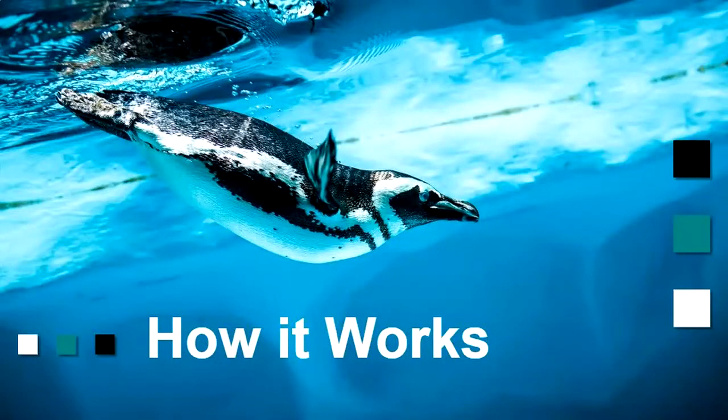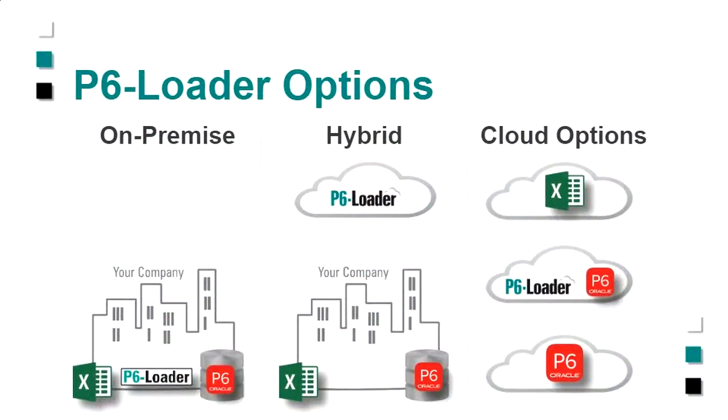So let's talk about how P6-Loader works. First of all, P6-Loader can be on-premise, it can be in the cloud, or it can be some hybrid version in between. So if your P6 is in the cloud, but you want to have Excel loaded on your local machine, you can have P6-Loader either in the cloud, or you can have P6-Loader locally communicating to your cloud P6. Everything can be on-premise, or everything can be in the cloud. So we make it very easy and very flexible to work with P6-Loader.